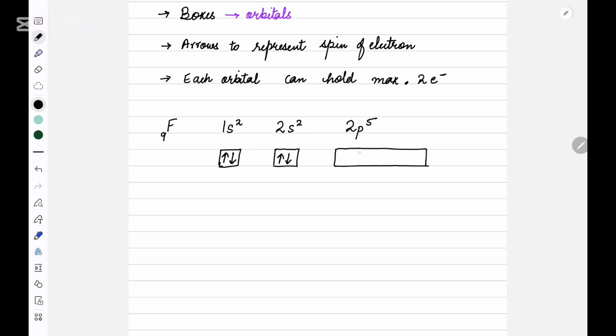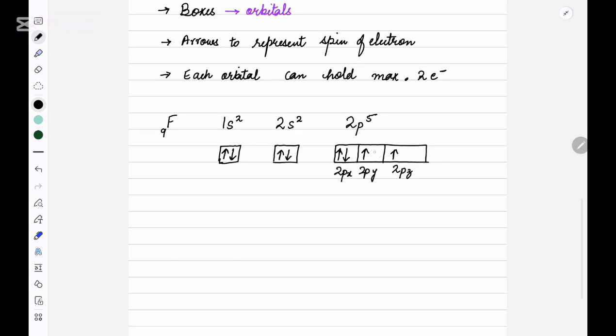For 2p5, we see that it has 3 orbitals, which are 2px, 2py, and 2pz. How it is going to fill is very important. First in this way in the first orbital, then the second orbital, then the third orbital. Because it is 2p5, now we start again from the first one, in this way and in this way. So this is the way to represent them.